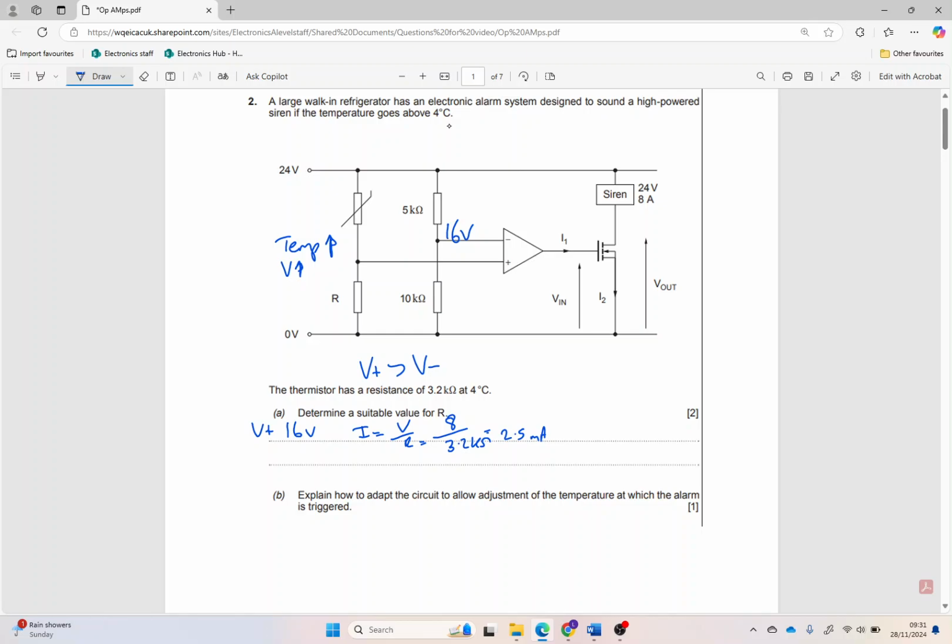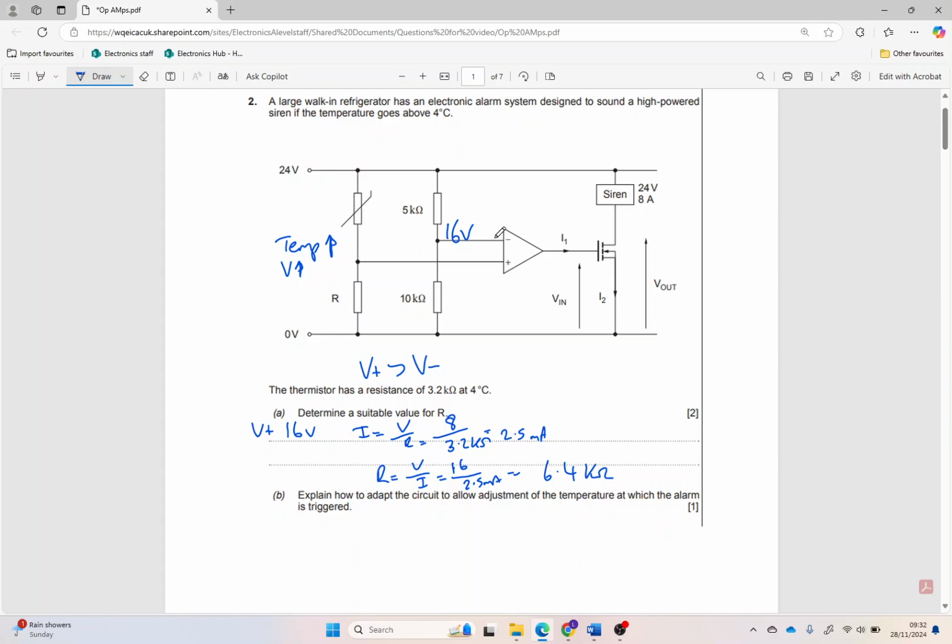Okay, so if we use the voltage across the resistor and the current going through it, then we can work out the resistance. So the resistance of R is voltage divided by current. So we're going to have 8 divided by, sorry, not 8. It's got 16 volts across it, hasn't it? 16 volts across it and 2.5 milliamps going through it. So 16 divided by 2.5 milliamps equals 6.4 kilo ohms. Okay.